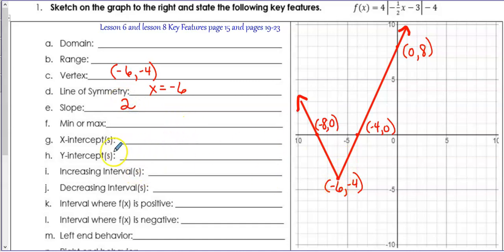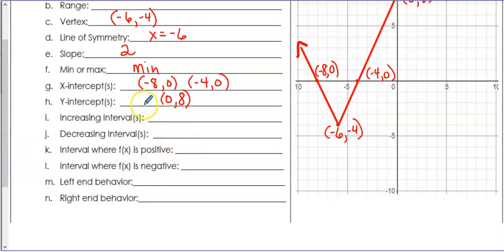It has a minimum. I'm not asking what the minimum is or what the maximum is. I'm just asking, does it have a minimum or a maximum? For the x-intercepts, I would like to see the ordered pair. The y-intercept is 0, 8.